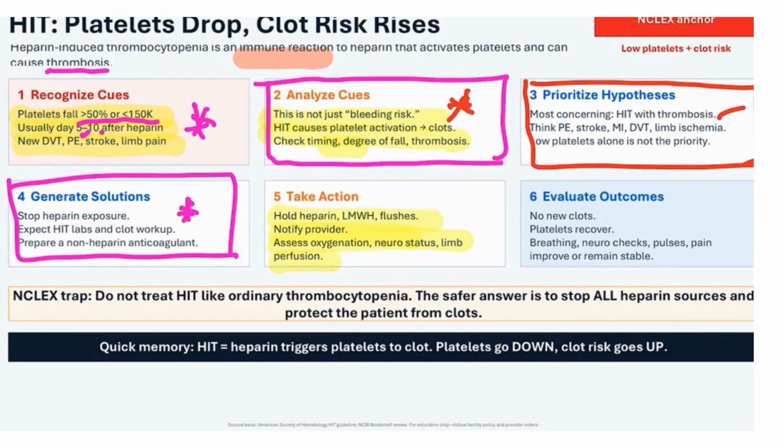This is it. Stop all heparin immediately. That includes heparin infusion, subcutaneous heparin, and even heparin flushes. Anticipate treatment with a non-heparin anticoagulant such as argatroban. That would be a potential treatment to replace heparin. Do not simply switch from unfractionated heparin to low molecular weight heparin.